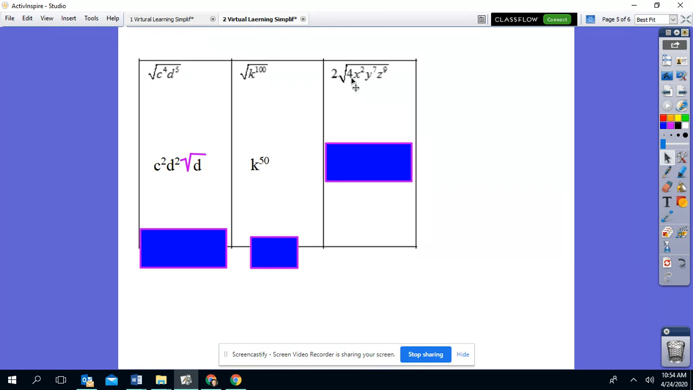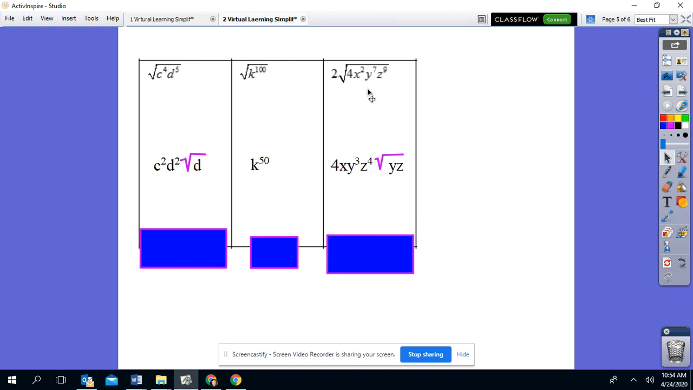Okay, here's a longer one. We take the square root of the number 4. The square root of 4 is 2, so the 2 can come out. We've got an even number of x's, so we can cut that in half. Then x to the 7th. Okay, from 7, you can make 3 pairs and 1 left over. From 9, you can make 4 pairs with 1 left over. So the square root of 4 is 2. 2 times 2 becomes 4. The x squared just cuts in half and becomes x. Y to the 7th. You can make 3 pairs of shoes from 7 and 1's left over. From 9, you can make 4 pairs and 1's left over.